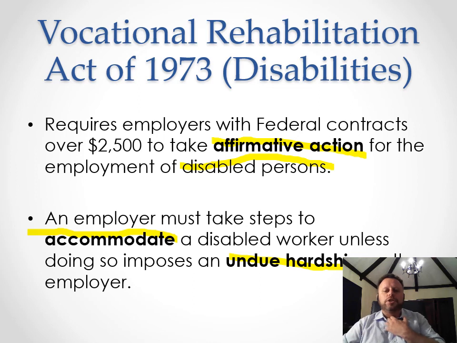So accommodation says a business or a company has to take every step they can to make it accessible for somebody who is disabled. We don't really use the word handicapped anymore, but disabled. So if someone with a wheelchair wants to work there and they have the opportunity, they must put in a ramp in the front. They can't just have stairs. They must make this accommodation.